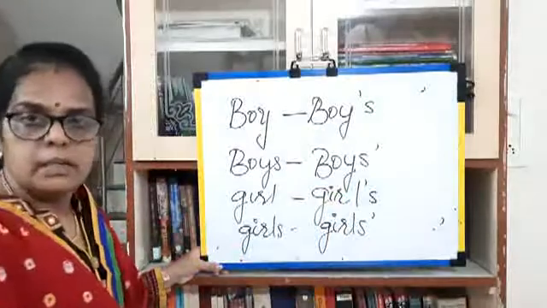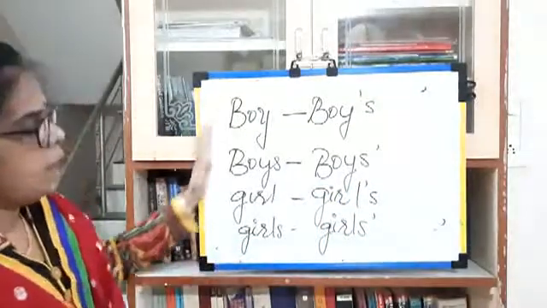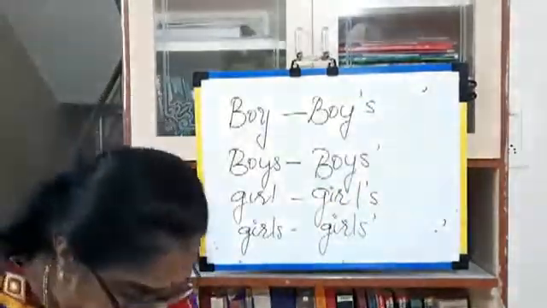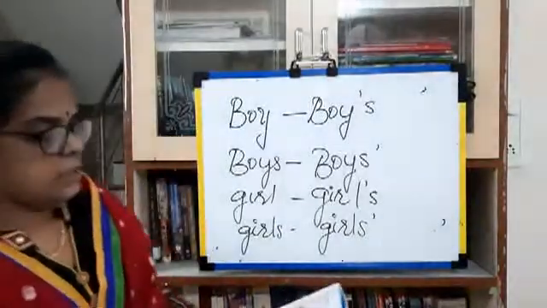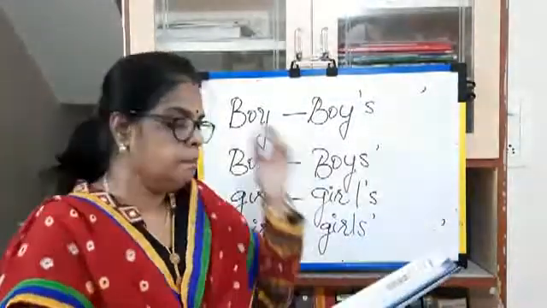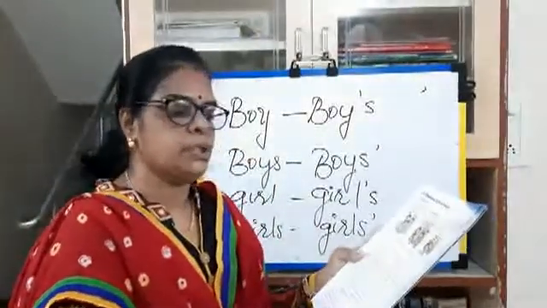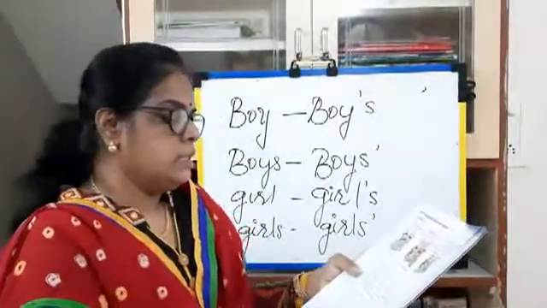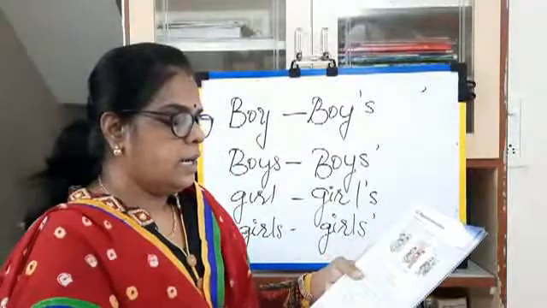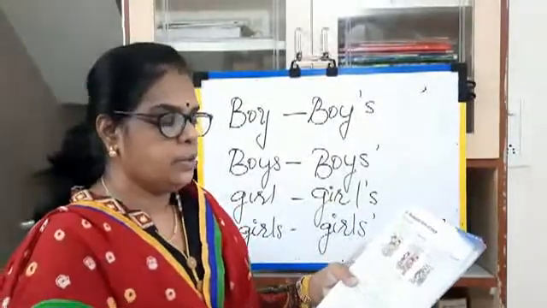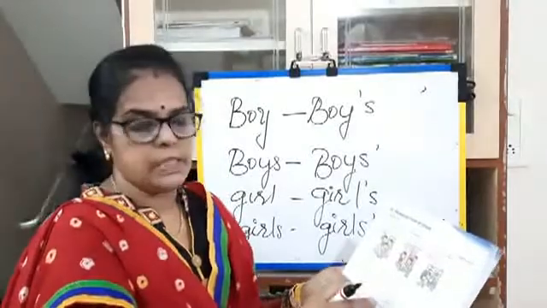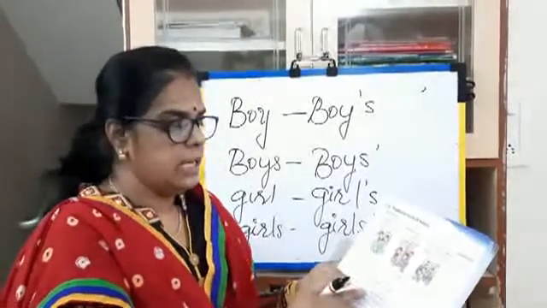Clear? These are the apostrophe s. Okay, see page number 17. Circle the suitable word to complete each sentence about the story above. Gina and her little brother is called Tony. Gina and Kim's. Okay, Gina and Kim's.